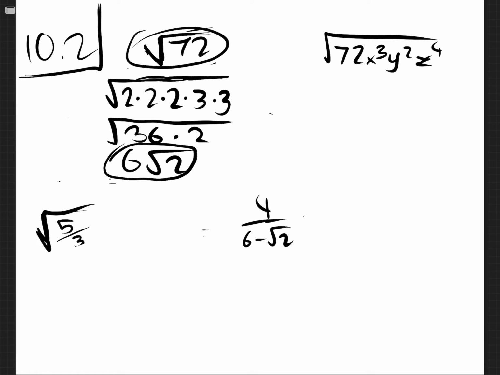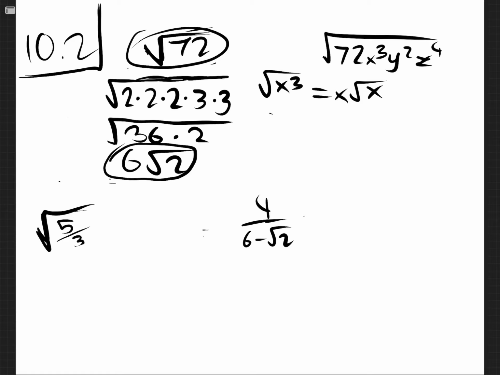For the next one, we have the answer for this one, 6 root 2. So we know we have a 6 on the outside and 2 on the inside, but then we have all these variables. So square root x to the third is not a perfect square, but we can take out x squared and then leave x inside. So the square root of x to the third equals x root x.